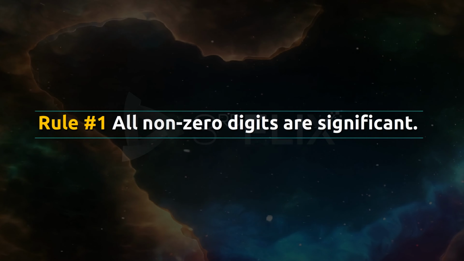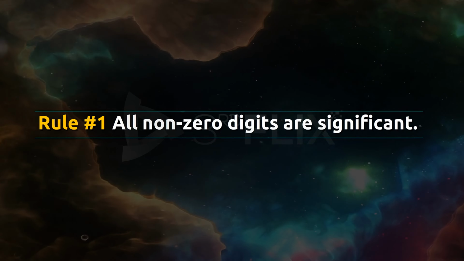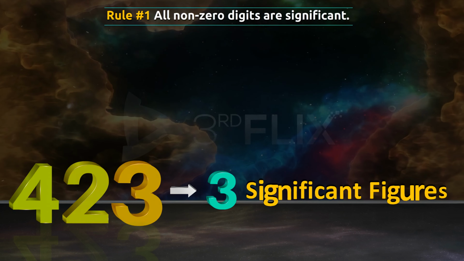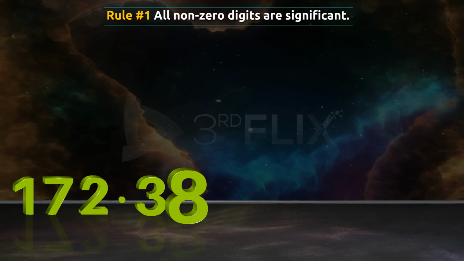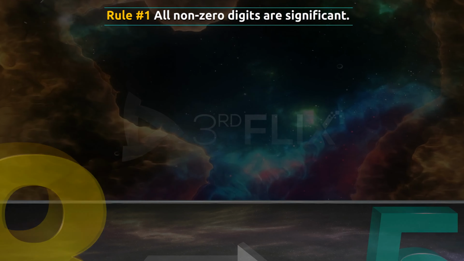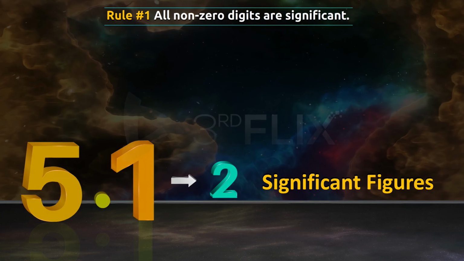All non-zero digits are significant. For example, 423 has 3 significant figures, 172.38 has 5, and 5.1 has 2 significant figures.